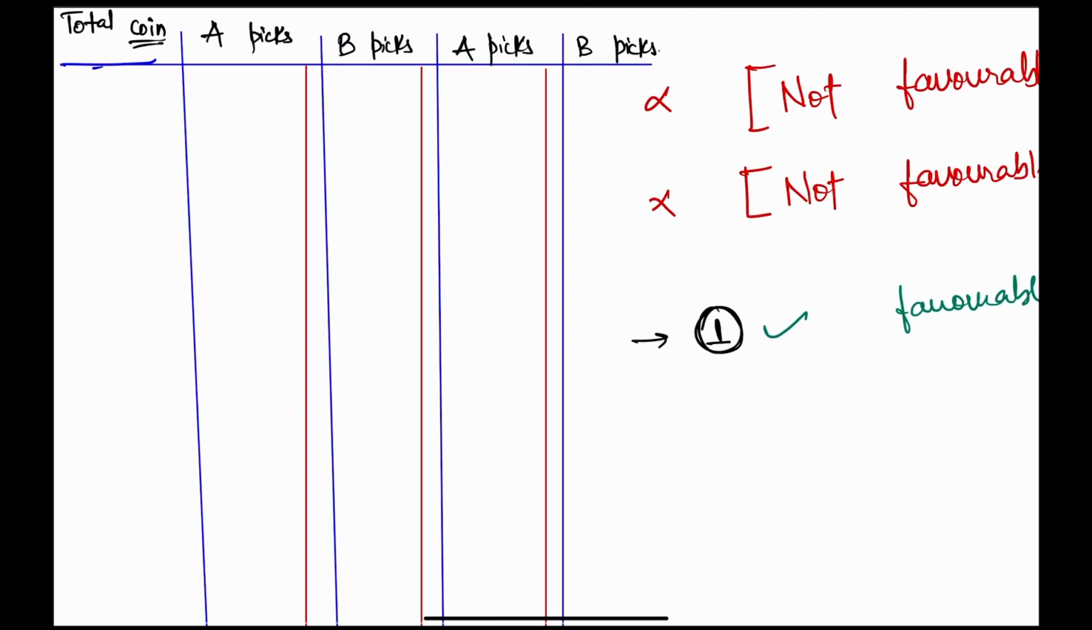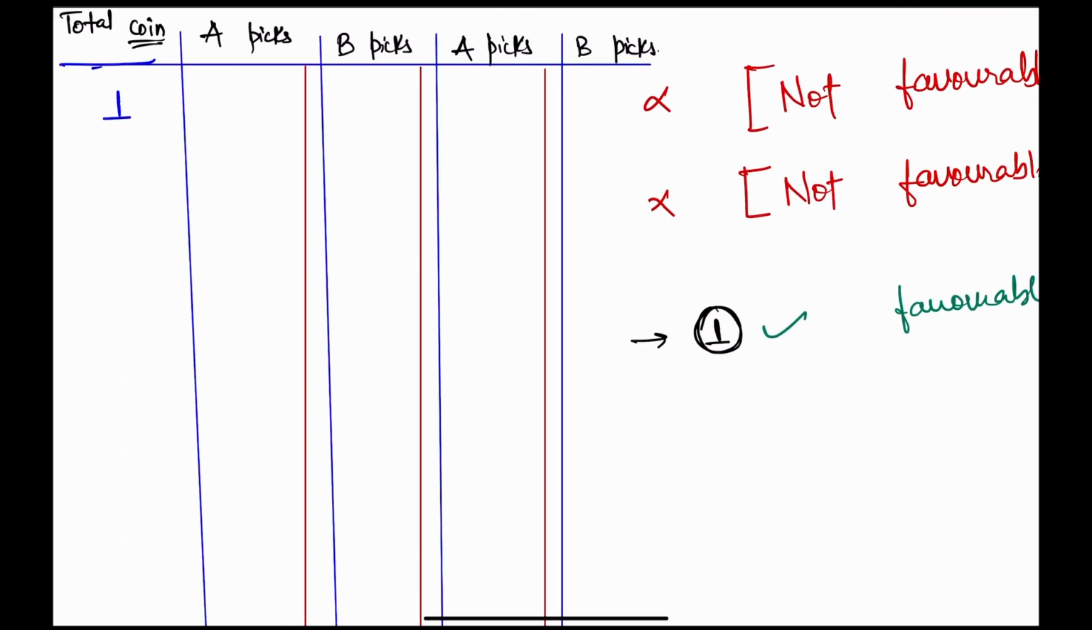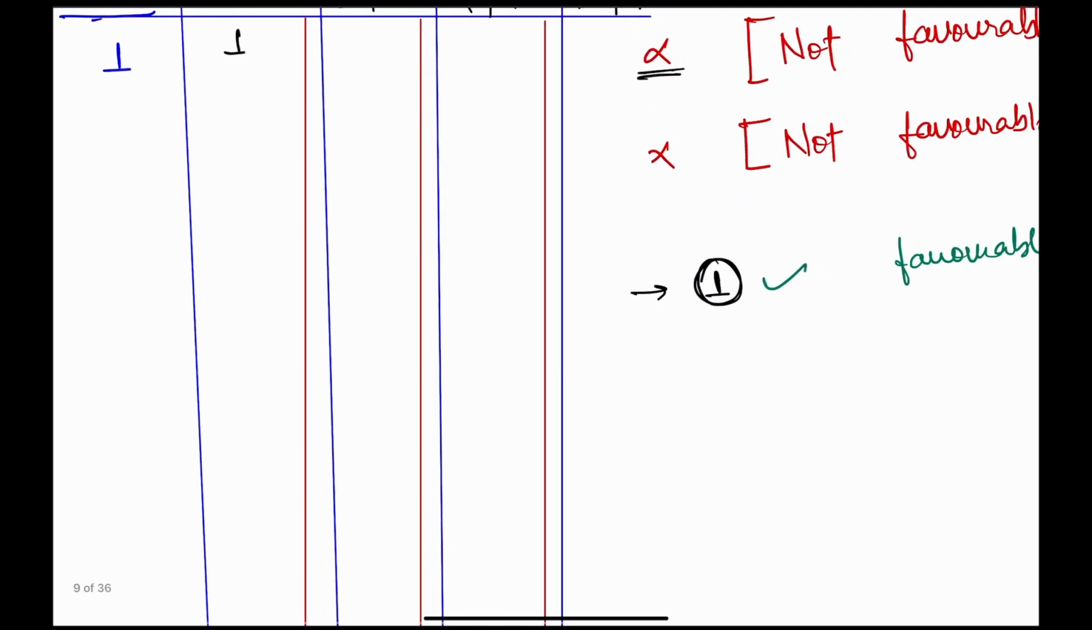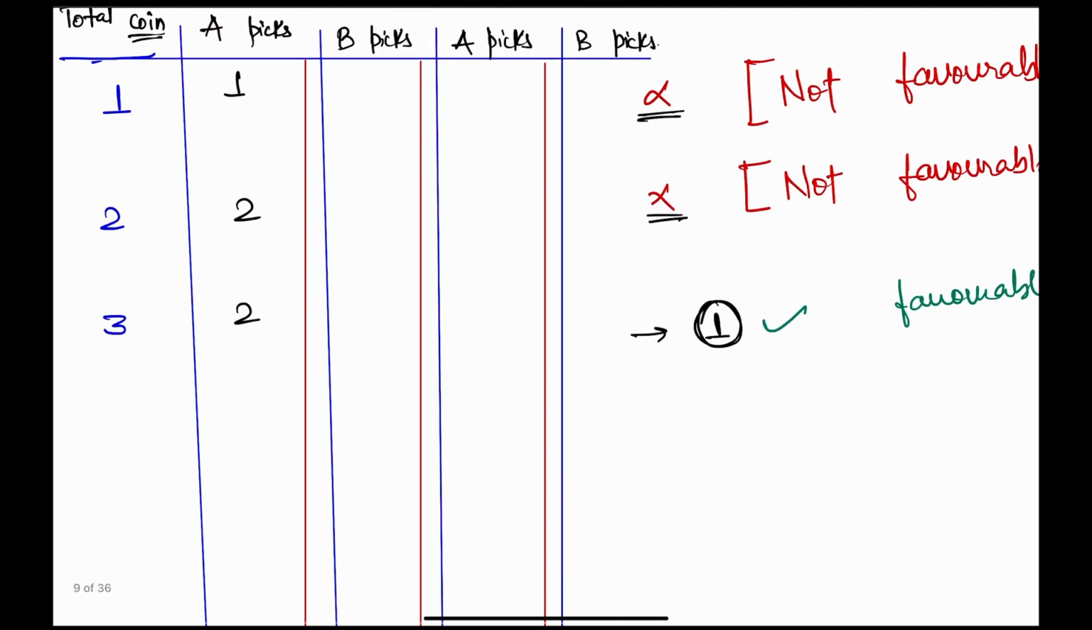Suppose, as I said the first time, if one coin is there, our A will pick one, and he is going to lose. Same condition if there are two coins: A has to pick two coins and he is going to lose. But if there are a total of three coins, A will pick one, and as one coin is left, B needs to pick one. As B picks one, A is going to win.